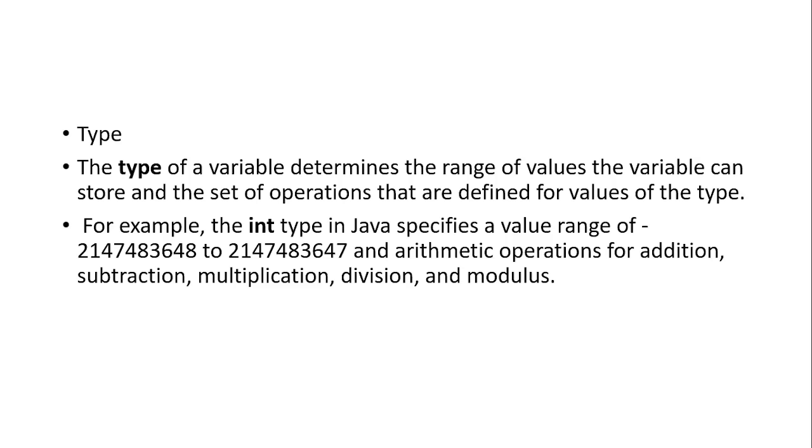Now we look at the type, which is another attribute of a variable. The type of a variable determines the range of values the variable can store and the set of operations that are defined for values of the type. For example, the int type in Java specifies a value range of this range, and arithmetic operations for addition, subtraction, multiplication, division and modulus. All these are allowed for this integer data type.